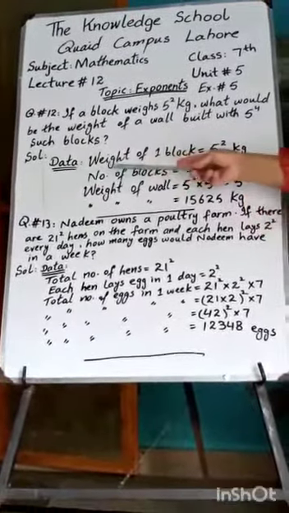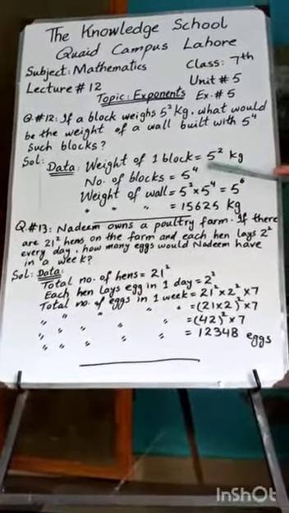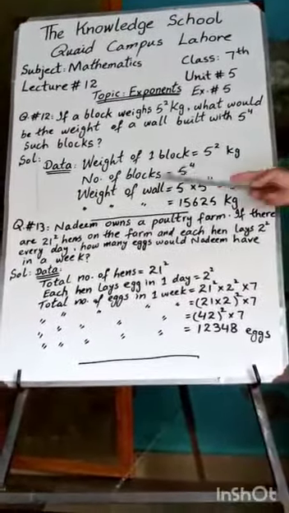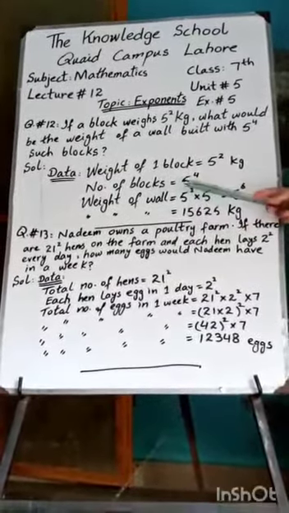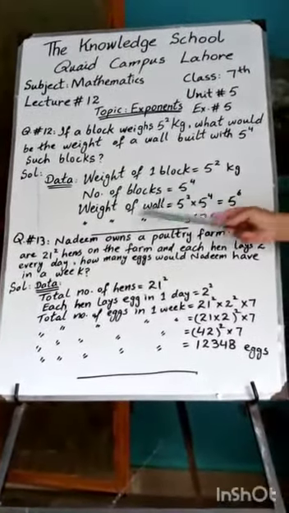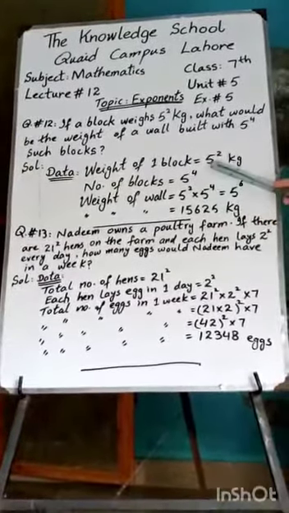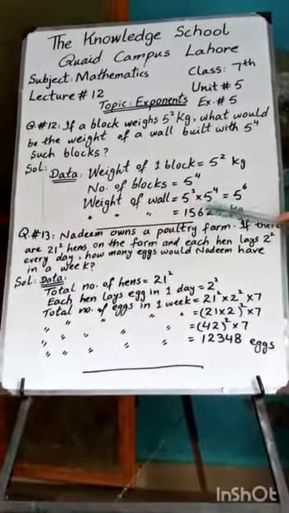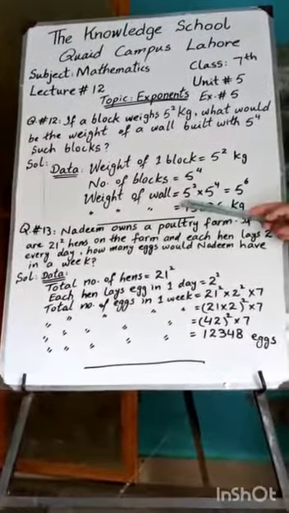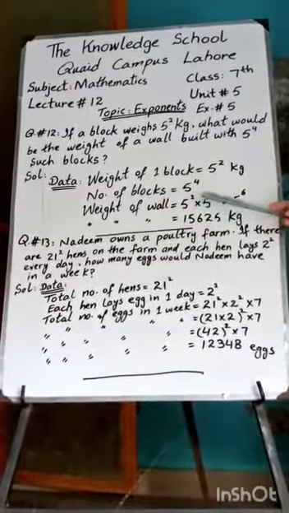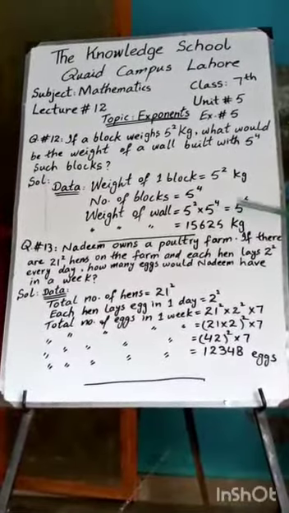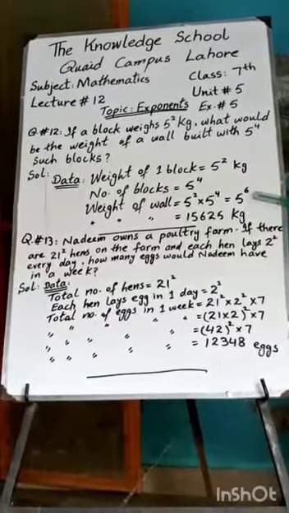पहले हम data लिखेंगे. Weight of one block is equal to 5 square kilogram. Number of blocks is 5 raised power 4. Weight of wall we will get by multiplying 5 square with 5 raised power 4. Students, बेस सेम है, हम एक्सपोनेंट ऐड कर देंगे. 2 plus 4 is equal to 5 raised power 6.